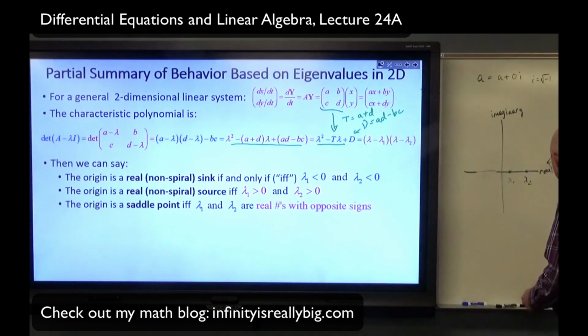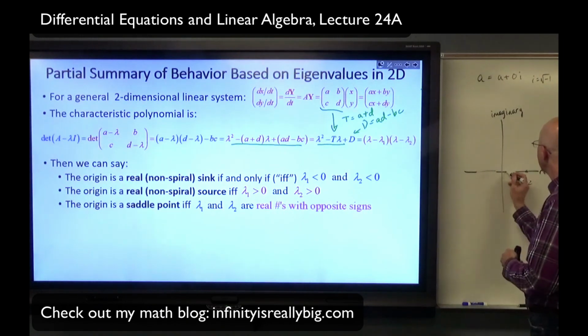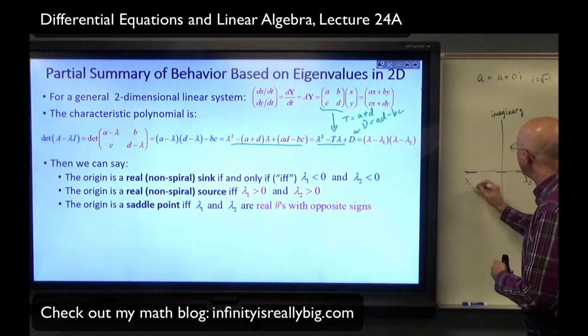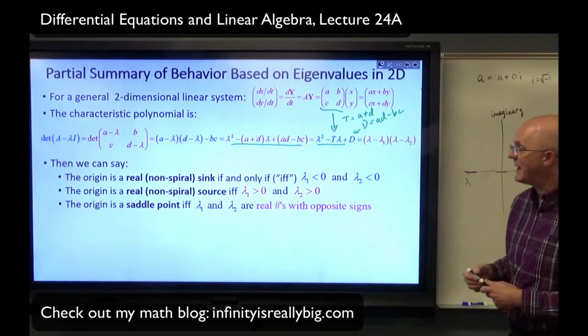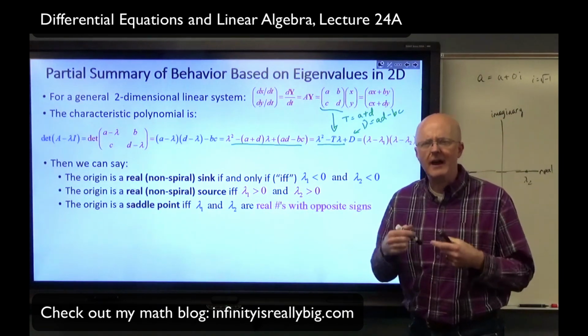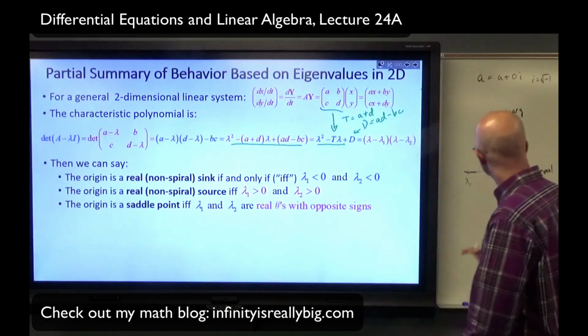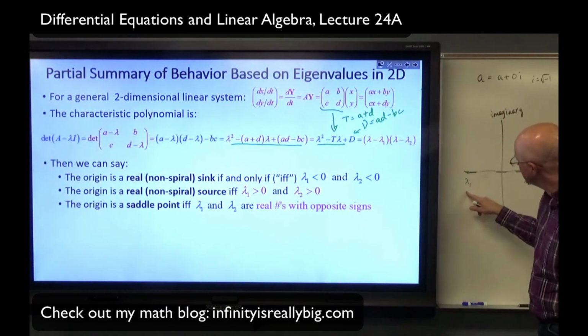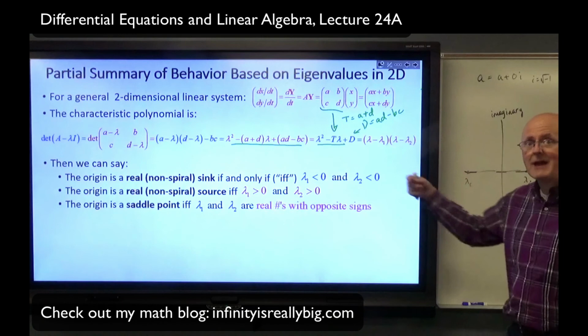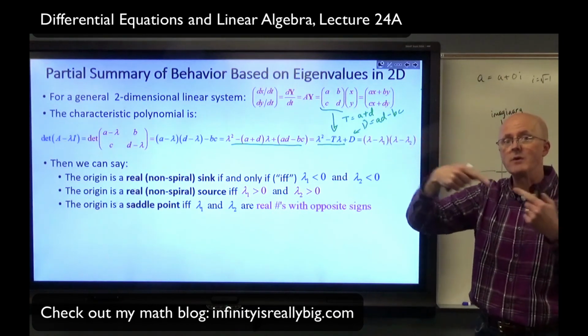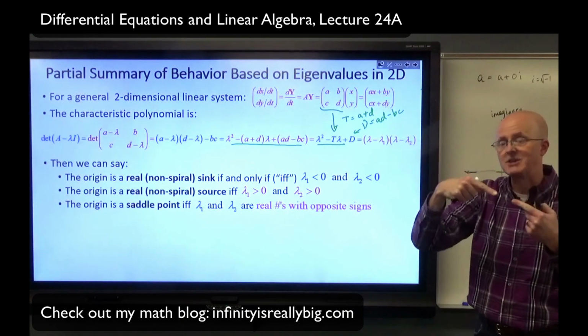Coming back to this picture again, maybe lambda 2 is the one that's bigger than 0, and lambda 1 is the one that's less than 0. That could happen. In that case, we have a saddle point. The eigenvectors corresponding to these will correspond to straight line solutions. For the negative eigenvalue, that will correspond to straight line solutions heading toward the origin. It's a sink in that direction.